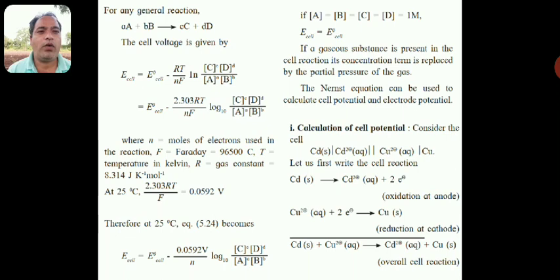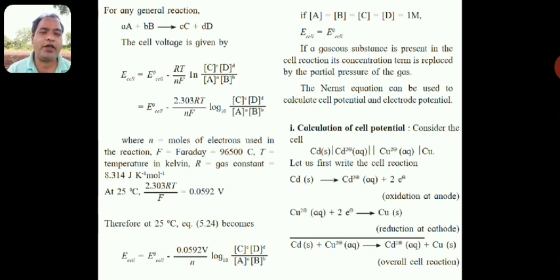Where n means the number of moles of electrons. So n indicates the number of moles of electrons used in the reaction. That means in the concerned reaction, how many moles are used is denoted by small n. Then F is the Faraday and its value is 96,500 coulomb. Then capital T is the temperature in Kelvin and R is the gas constant and its value is 8.314 joules per Kelvin per mole.